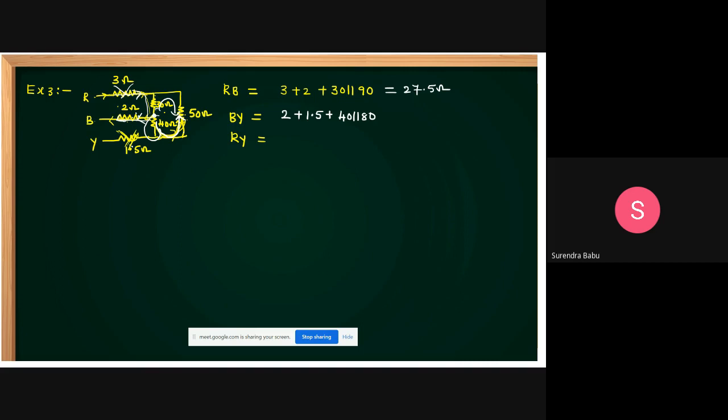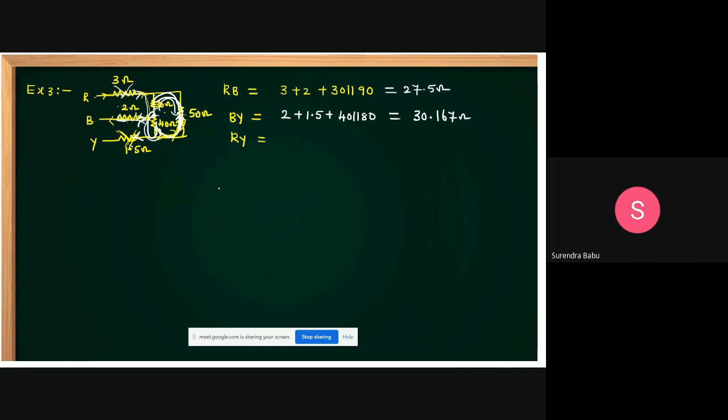Because now the current is through this path, from this wire these two come in series. Then 80 ohms. How much can you get? 30.167 ohms. Is it correct? 2 plus 1.5, then 40 in parallel with 80: 30.167 ohms. All of you getting it or not?